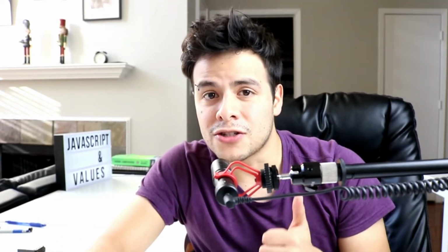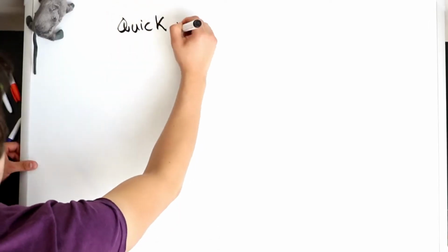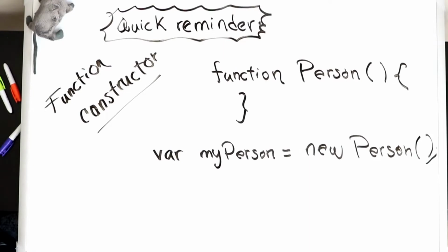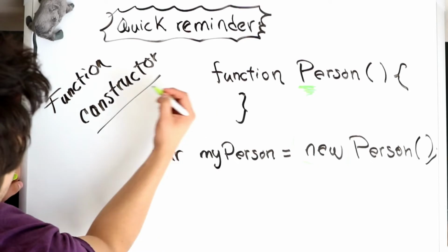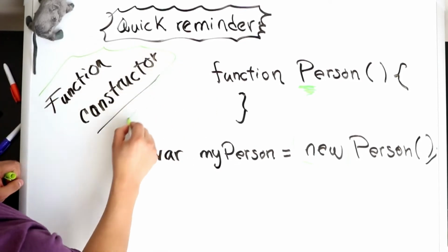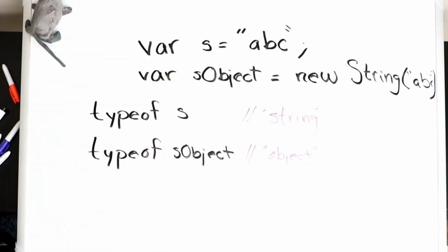Now, as a very quick reminder, do you guys remember what a function constructor is? We checked that in a previous chapter. Here we have a function declaration whose name starts with a capital letter. That is a standard for us to create a function constructor. Here we have two different variables. The first one is going to be a primitive value, while the second one is a built-in native. The type of the first one is a string, while in the second one it's an object.